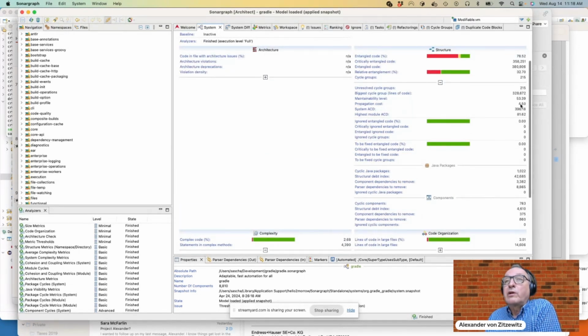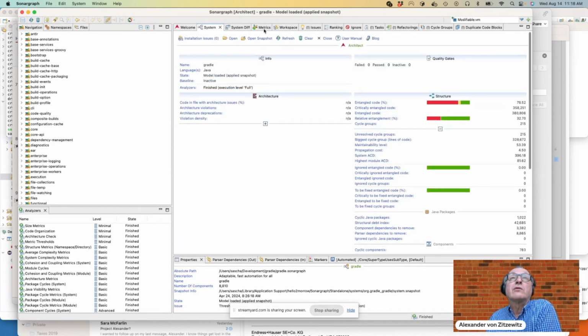So I can see propagation cost here. I can see maintainability level is near the border where I feel uncomfortable. So what I would do next is to basically go down into the metrics view and find out which are my problematic modules.